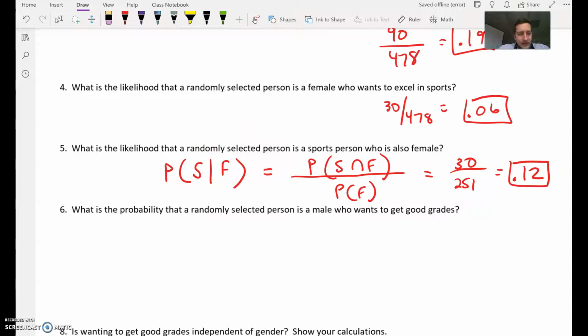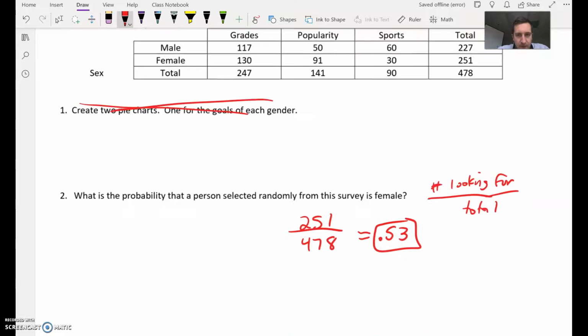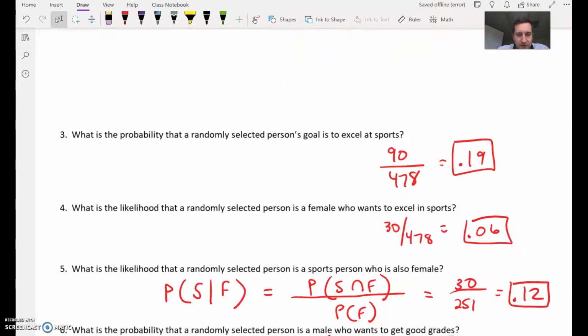All right, number 6. What is the probability that a randomly selected person is a male? I know it doesn't say and, but I'm assuming it's a male who wants to get good grades, so we need to find the probability that they are a male and they want good grades. So what this problem is asking is this: male and get good grades, which we can just call a G.